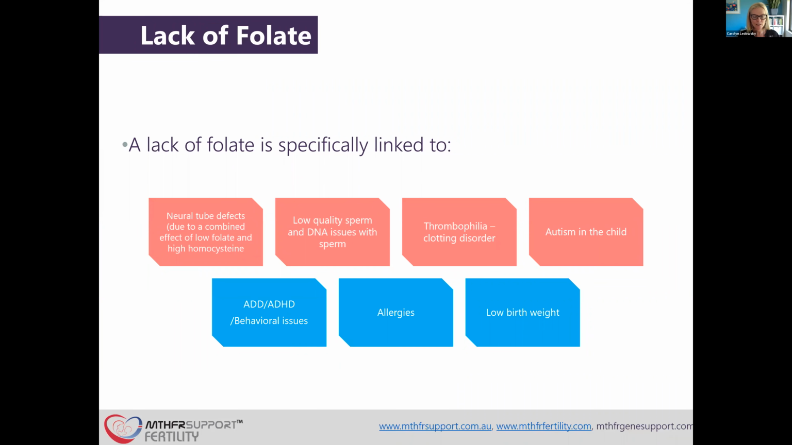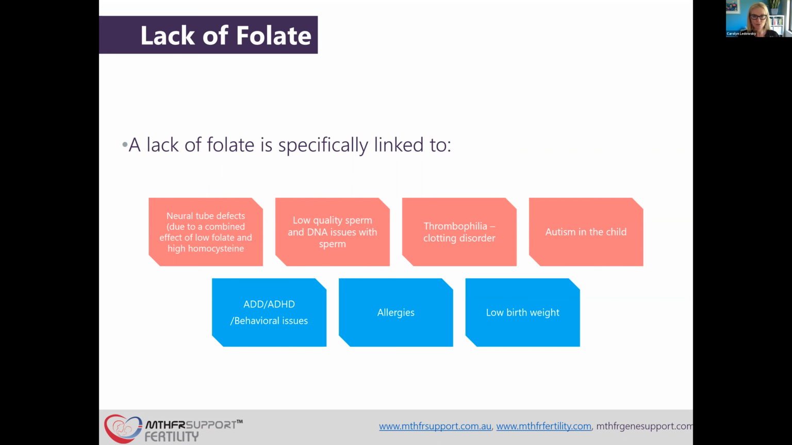So we look at folate. We know that a lack of it, in the research, is attributed to a lot of different things, as we talked about: the neural tube defects, but even sperm quality. So the data with MTHFR and sperm quality, it affects it hugely. The number, the quality, and the ability for it to even swim to get to the egg is compromised when we look at MTHFR. We also have clotting disorders.